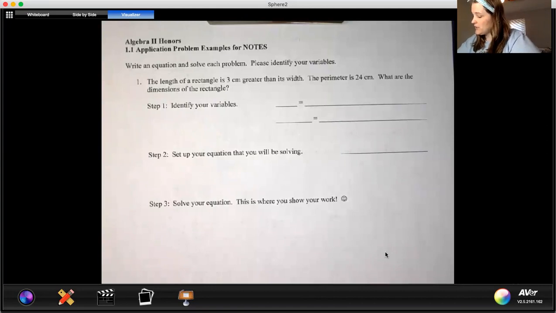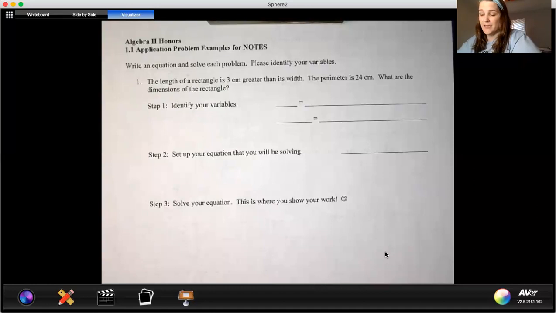Write an equation and solve each problem. Please identify your variables. Number 1, the length of a rectangle is 3 centimeters greater than its width. The perimeter is 24 centimeters. What are the dimensions of the rectangle?